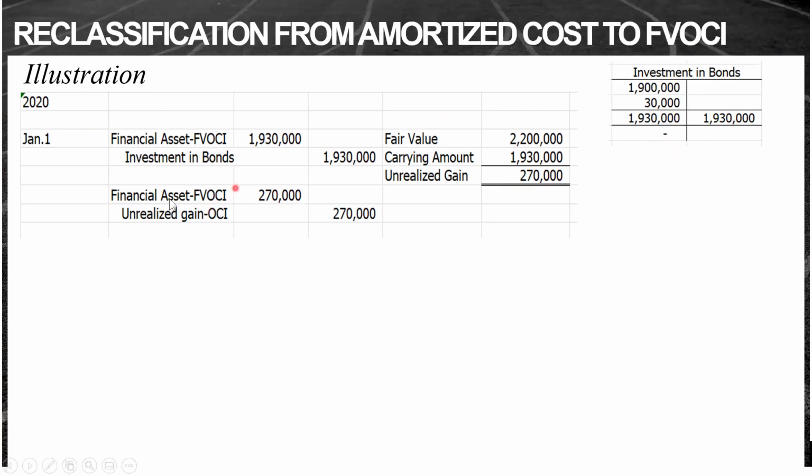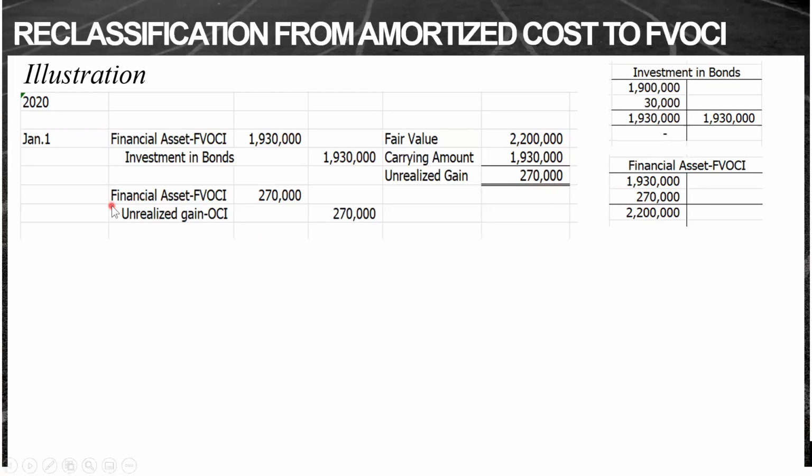So with that entry, ang mangyayari is masi-zero out na yung ating investment in bonds. Okay? And then, this entry here, gusto nating mag-equal yung balance ng financial asset at fair value through OCI natin sa fair value ngayong January 1, 2020. So, based on the problem, yung fair value daw is 110% of 2 million. So, you have 2.2 million. That's 2 million times 110%. So, compare natin with our carrying amount of 1,930,000. So, meron tayong unrealized gain na 270,000 which will be reported in our OCI.